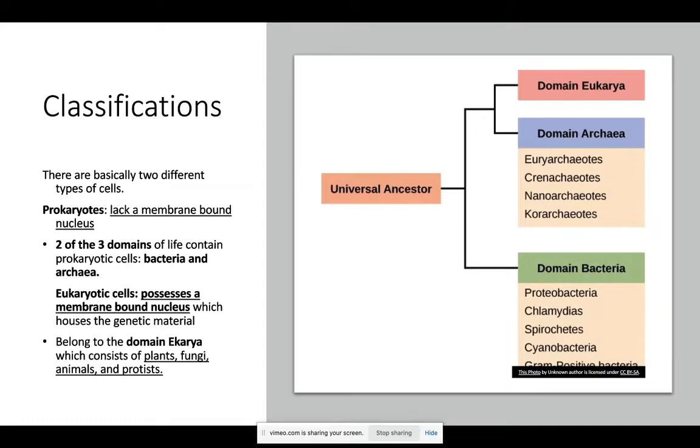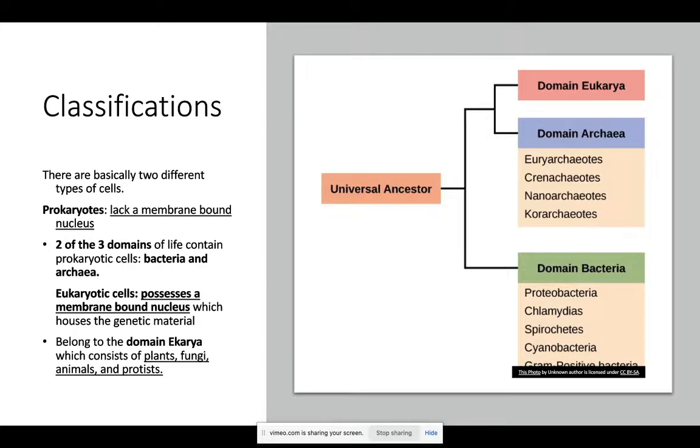So classification, you have prokaryotes. Prokaryotes are part of a domain that they lack a membrane-bound nucleus, and that's important to know. They lack a membrane-bound nucleus. And two of the three domains of life actually are prokaryotes, and those are bacteria and archaea, and that's also important. The difference between prokaryotes and eukaryotes, that's always testable.